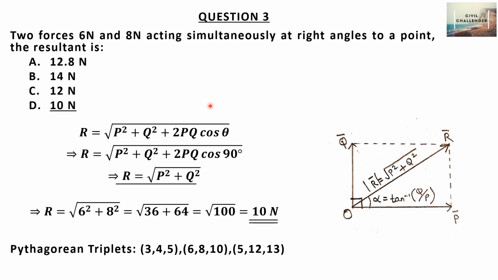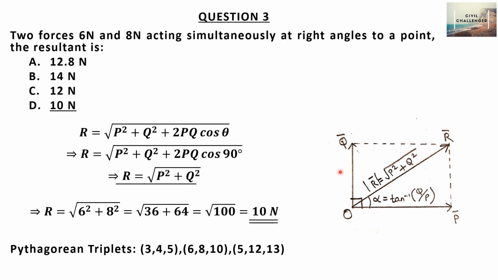Now in this question, angle between the two forces, that means theta is 90 degree. So substituting the value of theta, we will get R is equal to square root of P square plus Q square plus 2 PQ cos 90 degree. Cos 90 degree is equal to 0. So simplifying, we will get R is equal to square root of P square plus Q square.